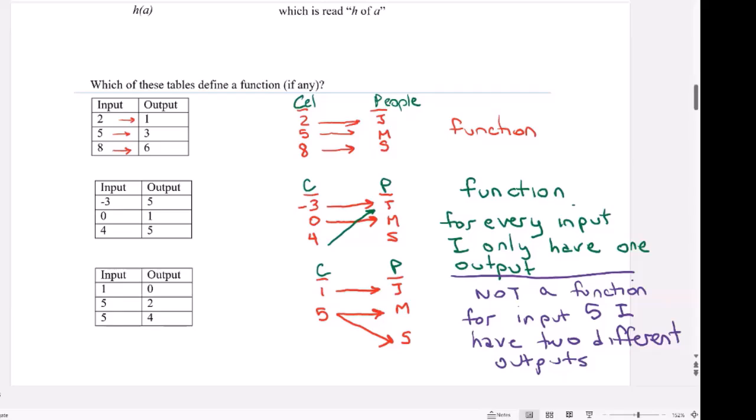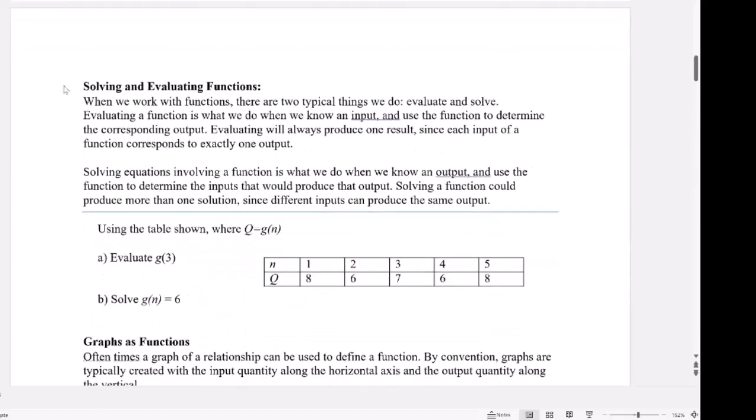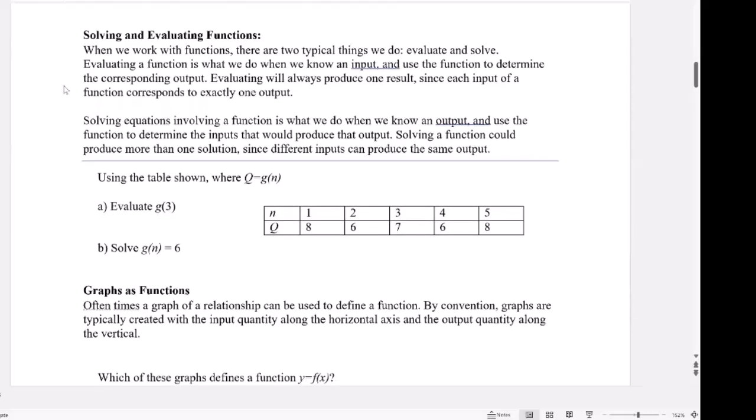Okay, let's continue on. So solving and evaluating functions. When we work with functions, there are two typical things we do: evaluate and solve. Evaluating a function is what we do when we know an input and use the function to determine the corresponding output.